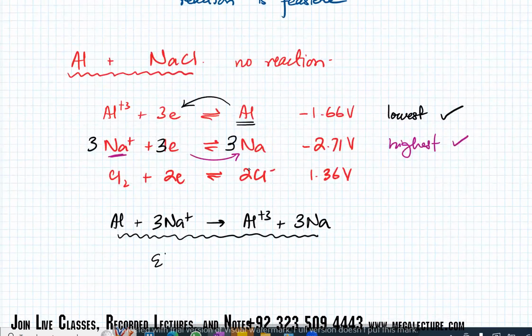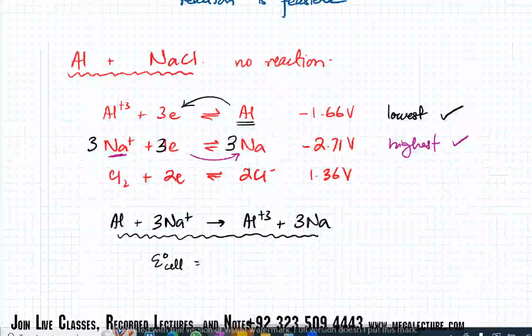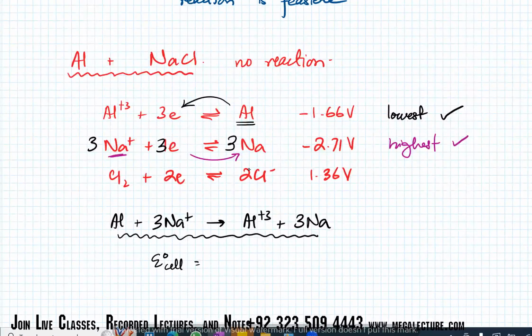So if I calculate the E naught cell, which is reduction potential minus oxidation potential, or even we can do highest minus lowest, right? Reduction potential minus oxidation potential. So it's minus 2.71. That's my reduction voltage. Minus the oxidation potential, which is minus 1.66. Use a calculator. What do you get?